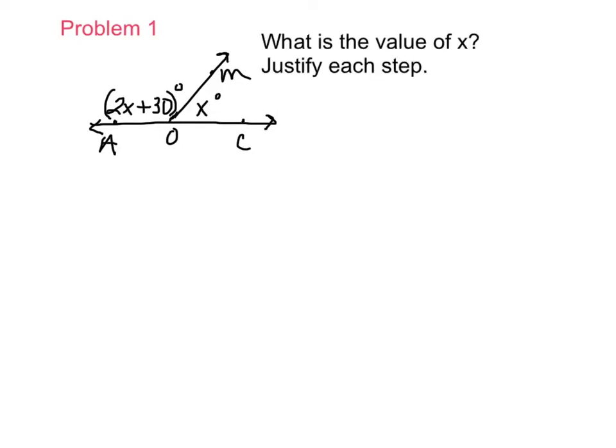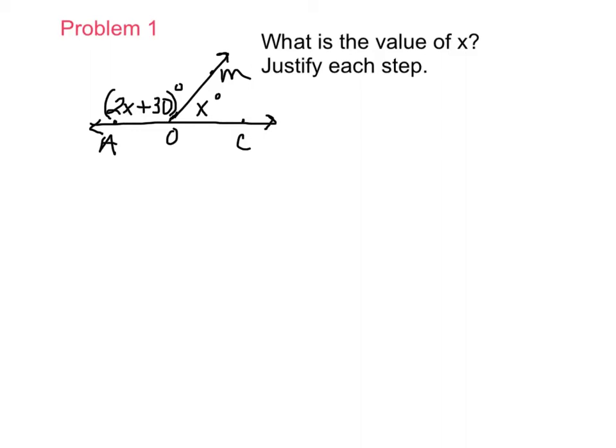In problem 1, we want to find the value of x, and then we have to justify each step. So this is where it's going to be a little tricky, because this is going to be hard because you're going to start a proof. So if you start a proof, we first have to look at this problem and see what can I do.